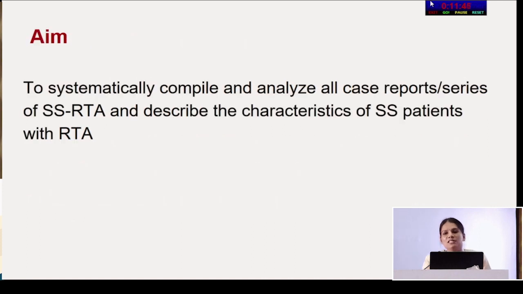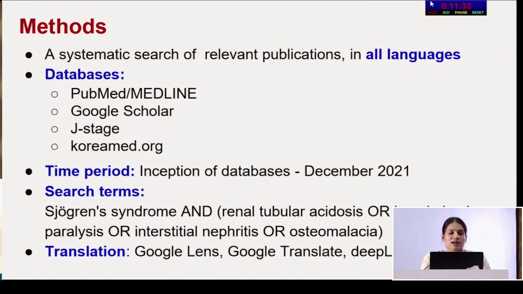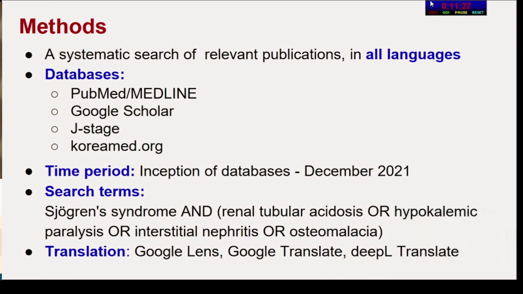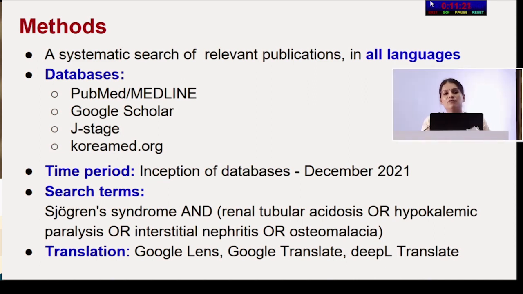And this was the inspiration to systematically compile and analyze all case reports and series of Sjogren's syndrome renal tubular acidosis and describe the characteristics of Sjogren's patients with RTA. So a systematic search of relevant publications in all languages was undertaken. There is no money, so only the free databases were looked at: PubMed, Google Scholar, J-Stage and KoreaMed. The time period is from inception of the databases, that is the 1960s, to December 2021.